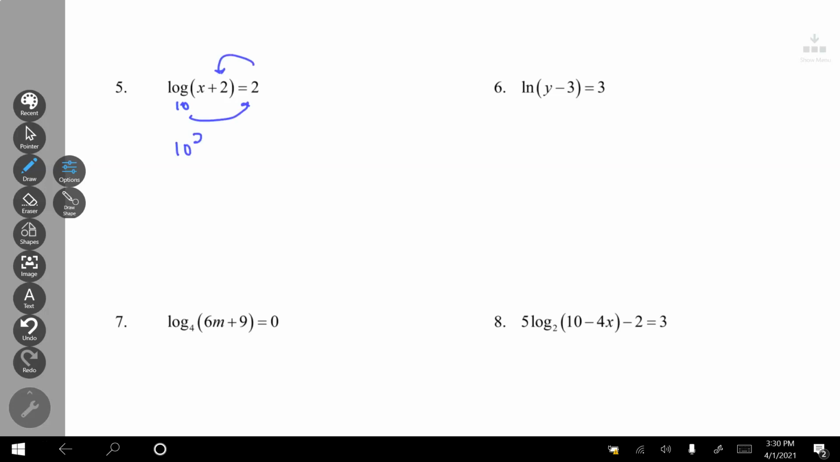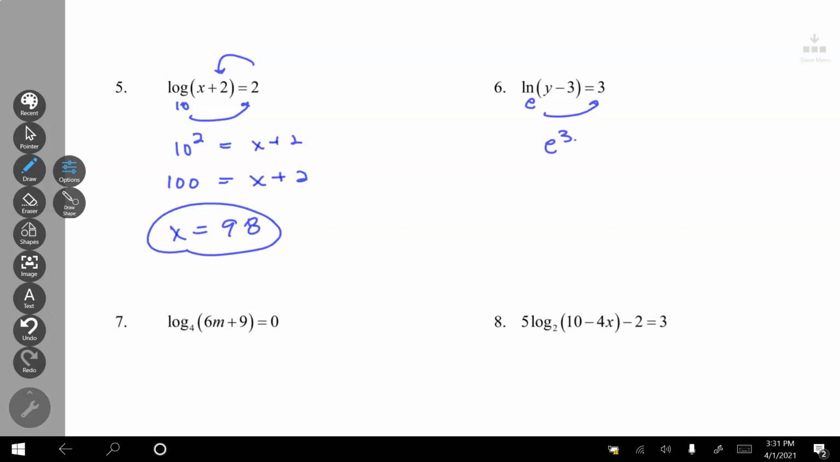I get 10 squared is equal to x plus 2. 10 squared is 100 equals x plus 2. x equals 98. There's a little e here, so when I curl this, I get e to the third equals, I curl it back, y minus 3. I'm going to add 3 to both sides, and I get y equals e to the third plus 3. I have no idea what that is, but I typed it in my calculator, and I get this decimal number.